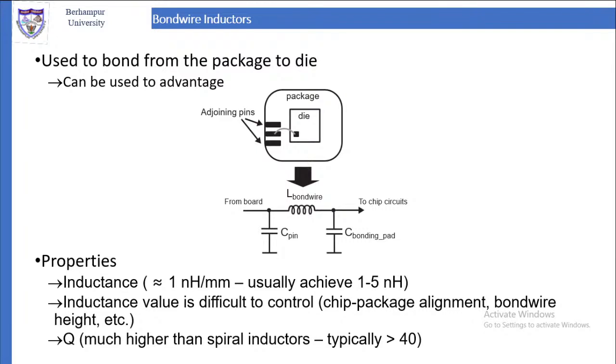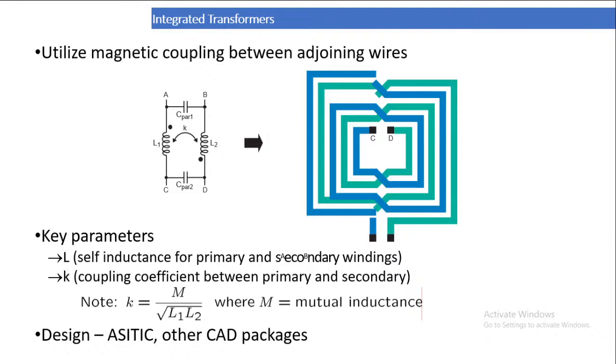Q is much higher than the spiral inductor. It is usually more than 40. In a spiral inductor it is 10, here it is more than 40. Another inductor is called the integrated transformer.